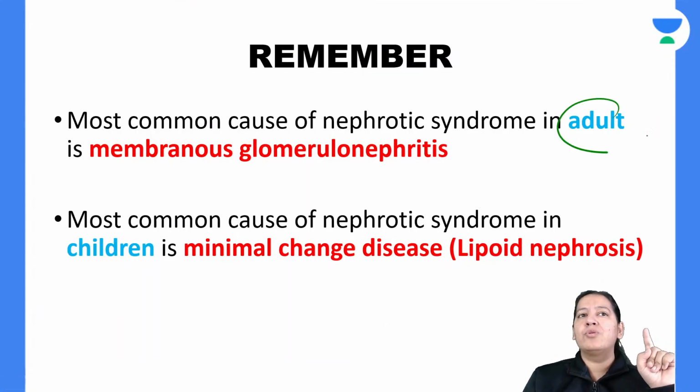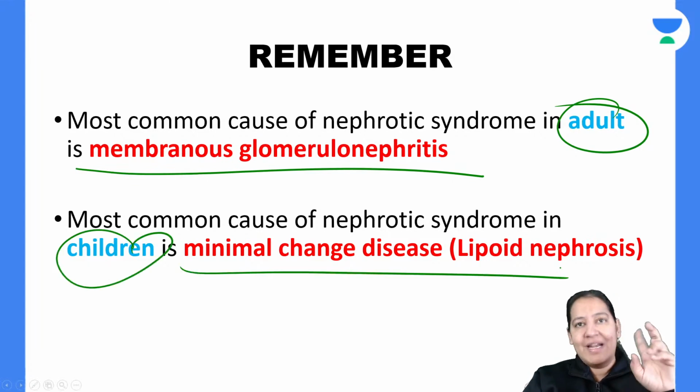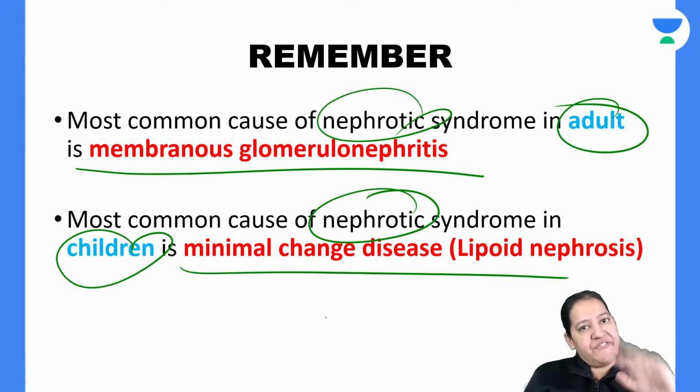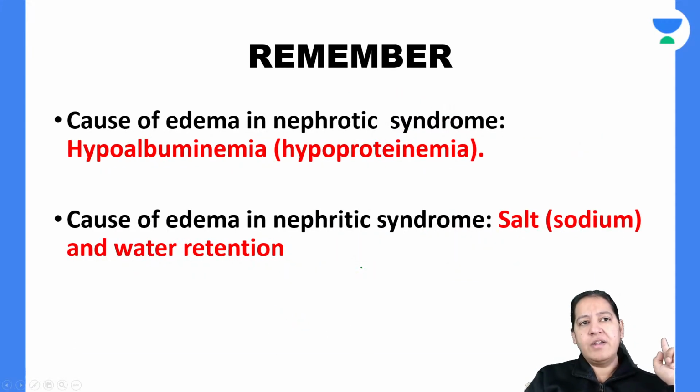So in adults, most common cause is membranous glomerulonephritis, and in children it is minimal change disease. That is about nephrotic syndrome. In nephritic, only RPGN is the cause. RPGN is the cause of nephritic syndrome. Have you got it?